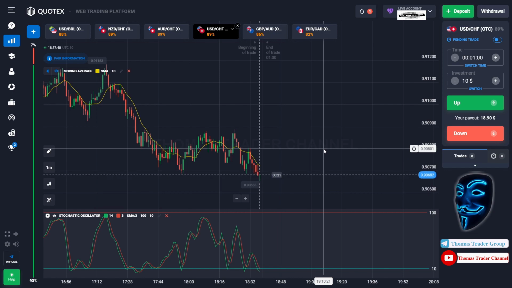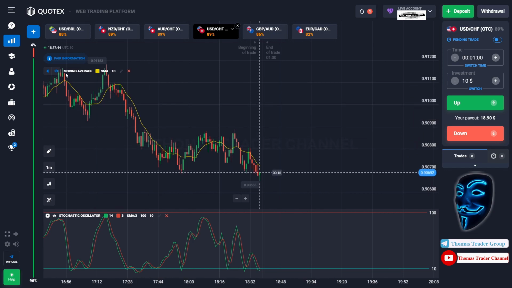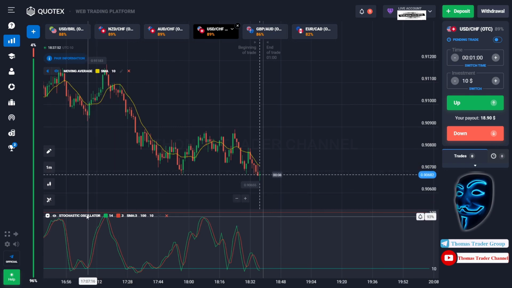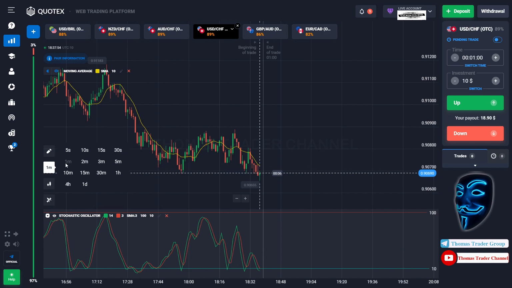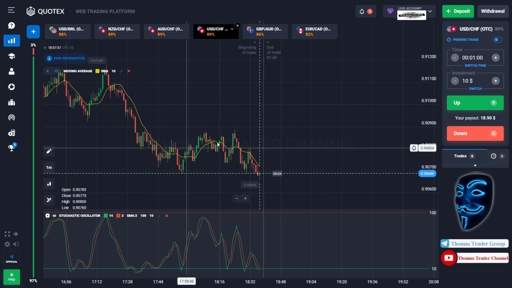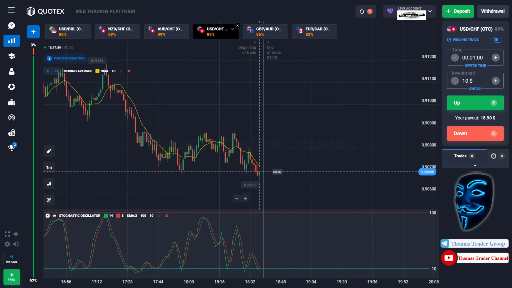Let's start our trading session for today. Today we are using two indicators. The first one is moving average, which is the yellow line over here. And the second indicator is stochastic oscillator. Today we are going to use 1 minute time frame for the candlestick, and we are going to start with $10 investment. We are going to open the position in 1 minute time frame. Let's find the market.